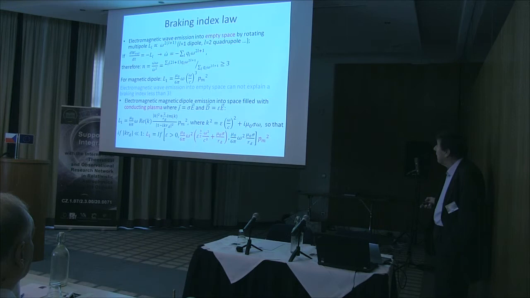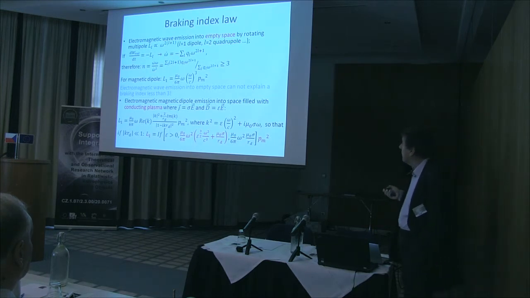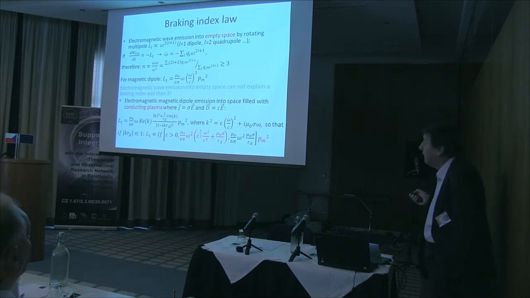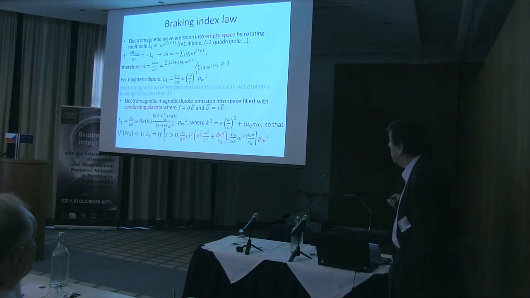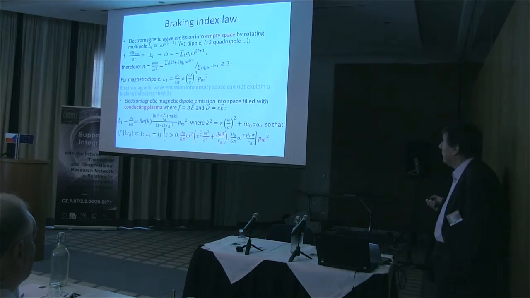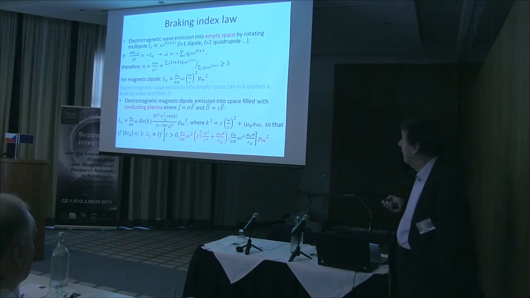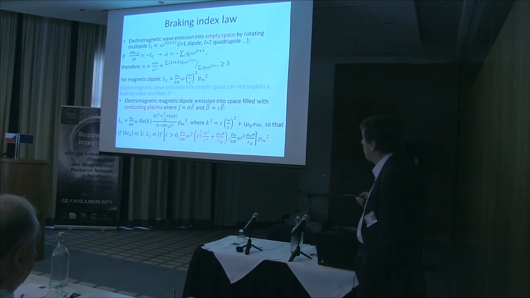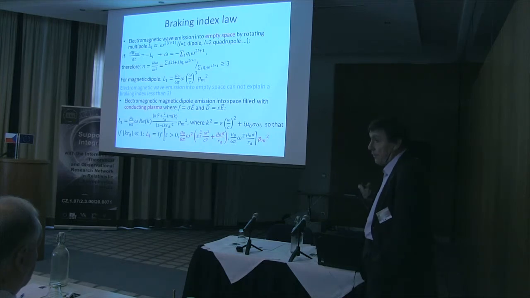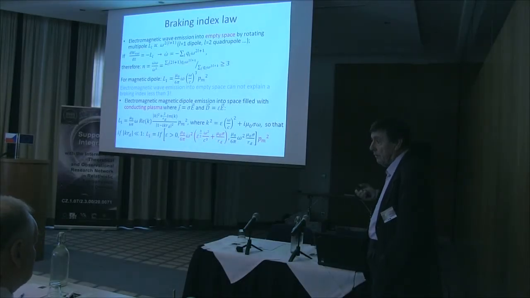Now, the question is, what does the breaking index law mean? How do we understand the breaking index law? What produces the breaking index law? The first thing is, people were speaking about the breaking index law for many years, and the first idea was that the pulsars are breaking down because they're magnets and they rotate and they emit dipole electromagnetic radiation.